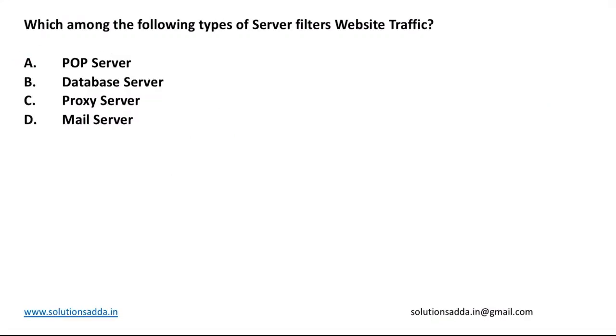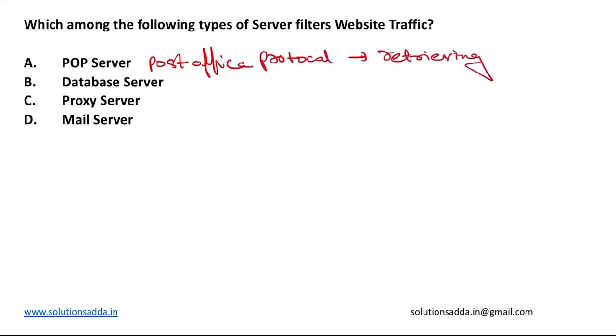This is a question from computer networks. Which among the following types of servers filters website traffic? Options are POP server, database server, proxy server, or mail server. So POP stands for Post Office Protocol. The main task of POP is retrieving emails from mail servers.